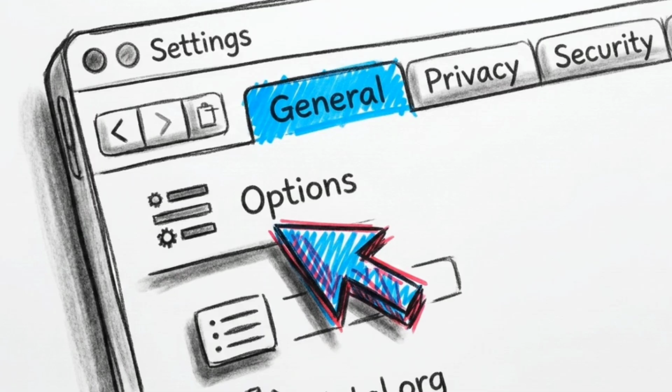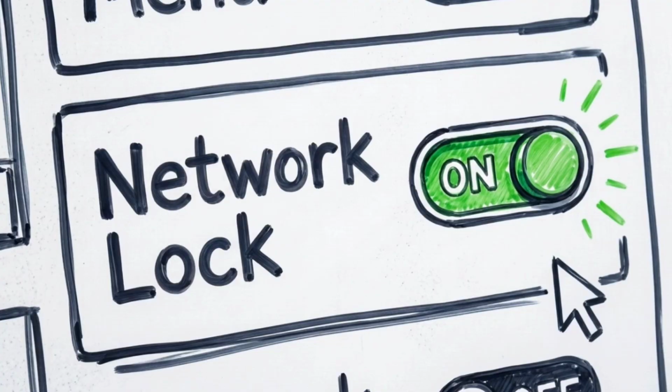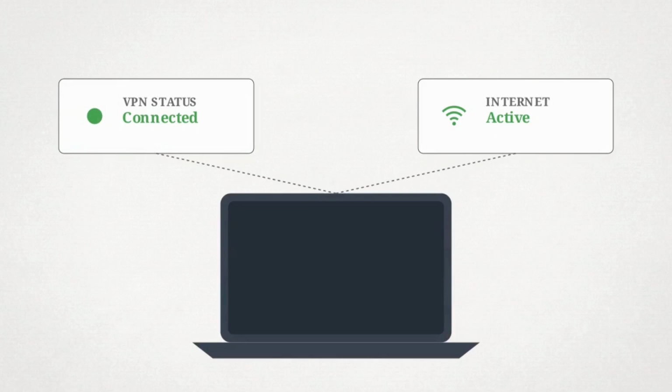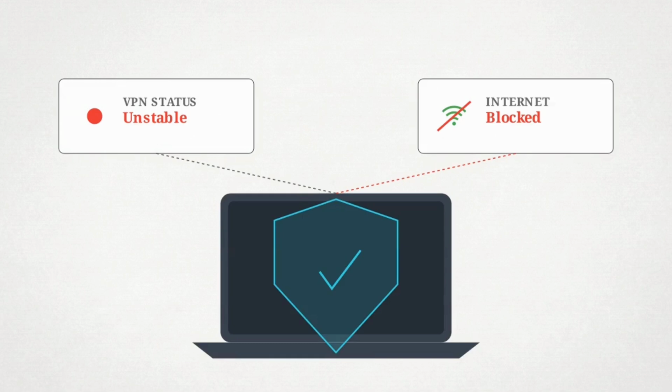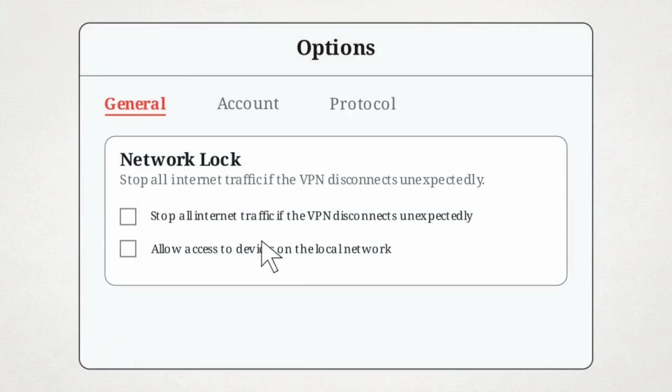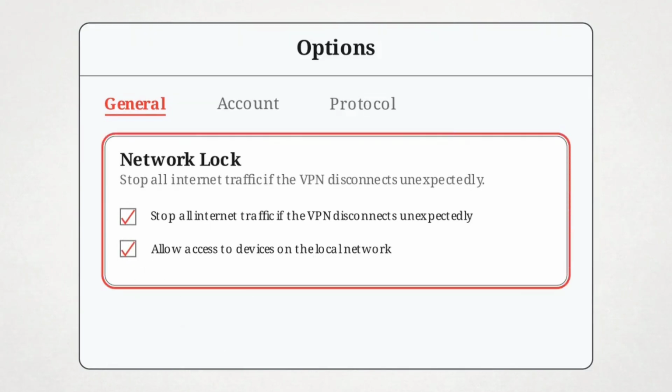To make your connection even more secure, click the 3 lines in the top left, select Options, and stay on the General tab. This is where you find Network Lock, which is the industry term for a kill switch. If your VPN connection becomes unstable, Network Lock protects your privacy by instantly severing your internet access. This prevents your device from accidentally sending unencrypted data over the public web. To activate this, ensure both boxes under the Network Lock section are checked.